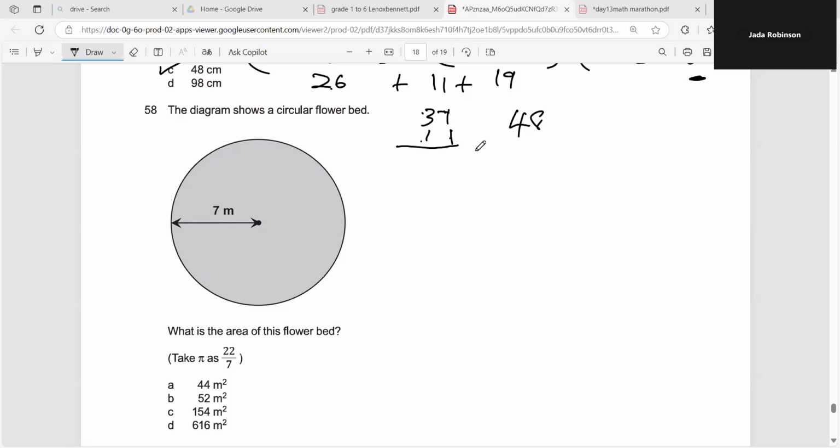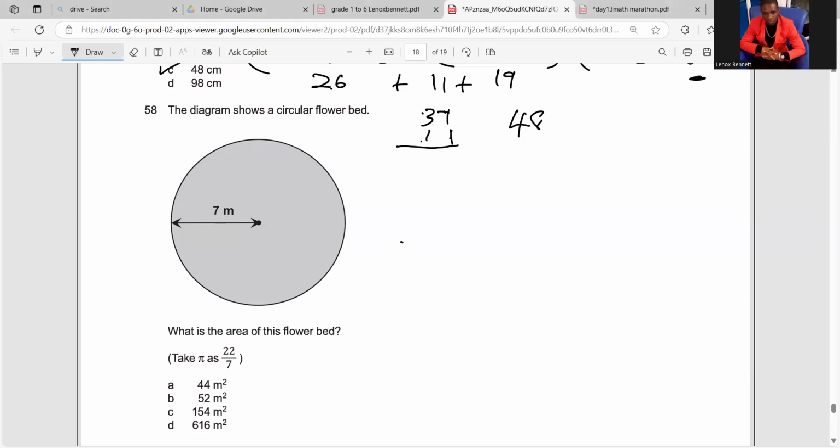Sir, are you hearing me? Yeah, I'm hearing you. So, sir, I arrived at my answer by multiplying by 22 over 7 and got 154. 154. All right. So you got 154. So area of circle. What's the area of the circle? We have class.